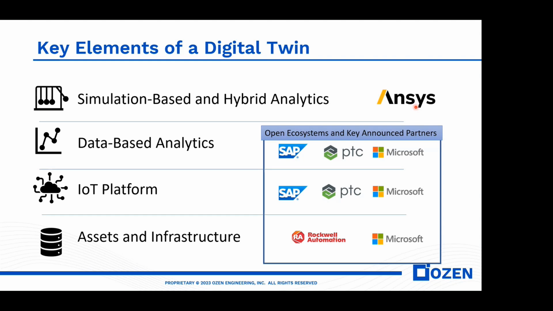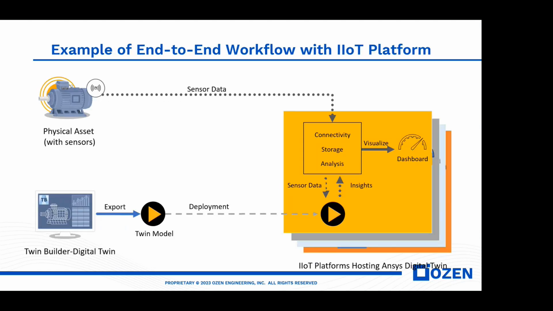Once these models are ready and the digital twin, or the reduced order model, has been created, it can then be offloaded to third-party tools offered by SAP, PTC, Microsoft, or Rockwell Automation to perform additional tasks such as database analytics, data processing and collecting using IoT platforms, and managing of asset and infrastructure, for example, in a processing unit. So now the image that you see showcases the fundamental workflow of digital twin deployment and usage.